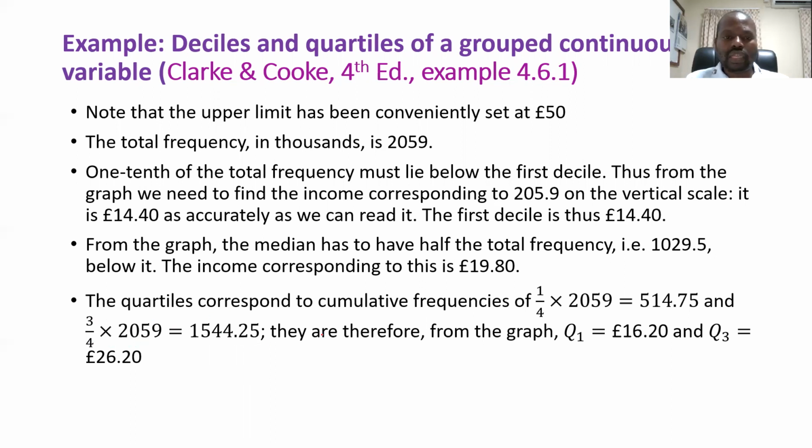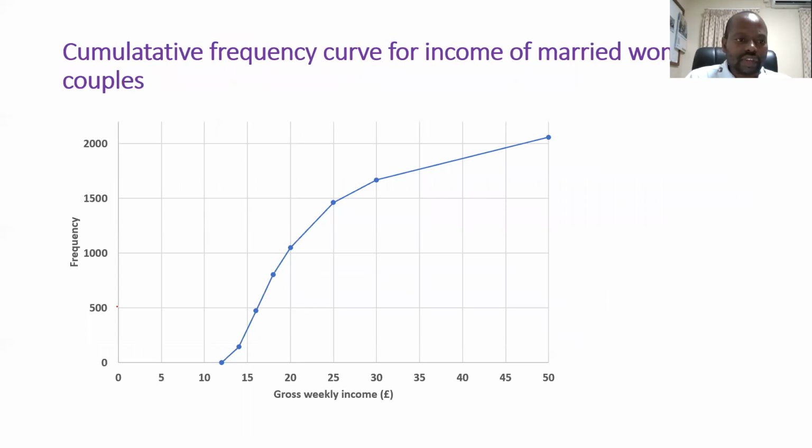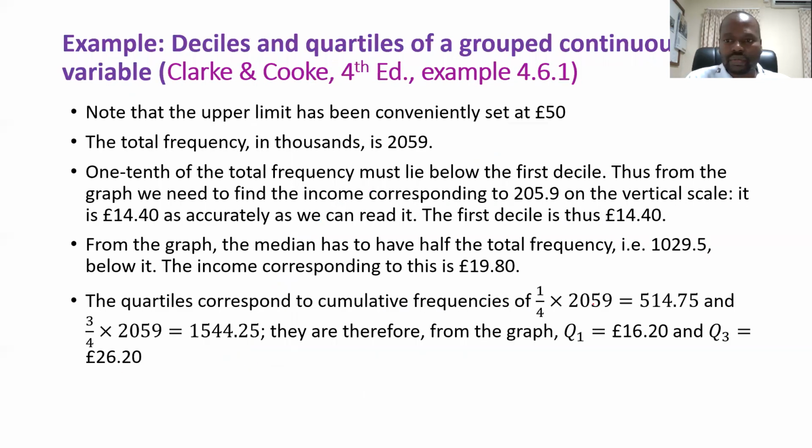So what you do is go and check on the y-axis, find where this value is, then move to the curve and find the point down the curve. Look where 514 is, so 500 is there, so 514 is somewhere here. Go up to the curve and move downwards. That should be 16 point something. This is 16.2. Then for Q3, if you do the same thing, it is 26.2.